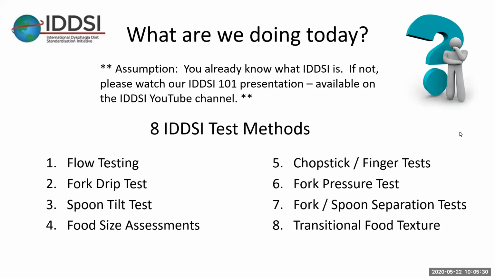And so one thing to note about these tests is that although there's 8 different tests, they really only use a fork, a spoon, and a syringe to run all of the tests. And if you don't have a fork and spoon available, there's also chopstick and finger instructions as well. So even though there's a lot of tests, the tools are very simple and accessible to everybody.